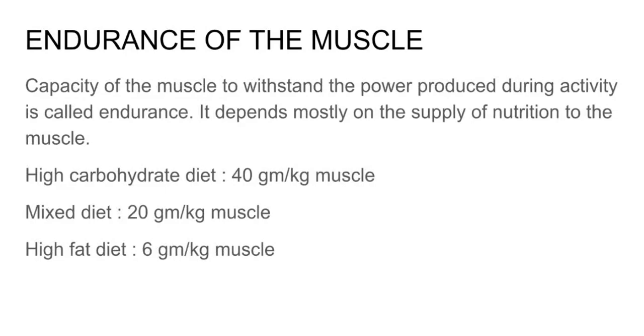Endurance of the muscle. Capacity of the muscle to withstand the power produced during the activity is called endurance. It develops mostly on the supply of nutrition to the muscle. High carbohydrate diet 40 gram per kg muscle, mixed diet 20 gram per kg muscle, high fat diet 6 gram per kg muscle. So it is all about endurance of muscle.